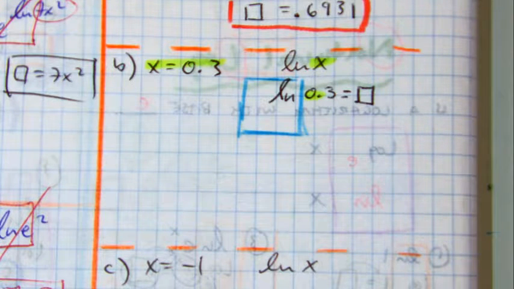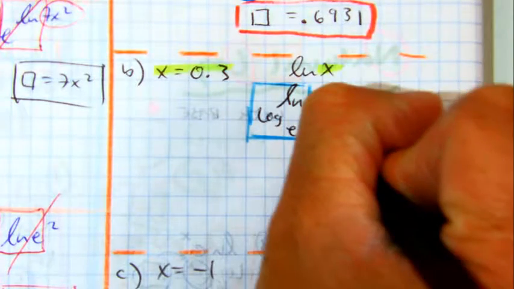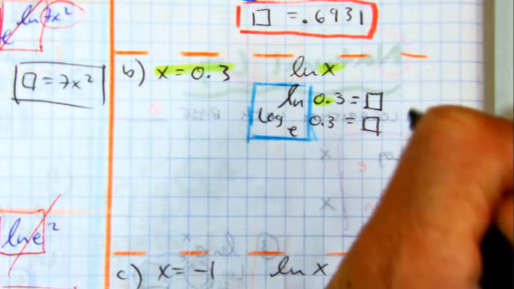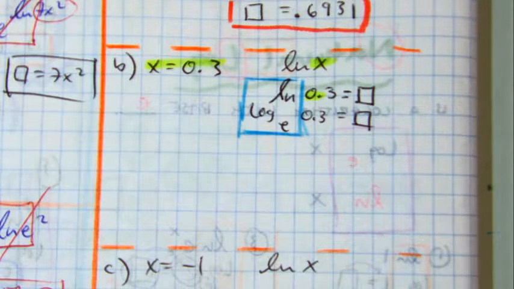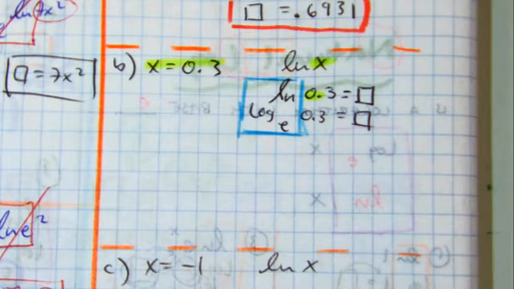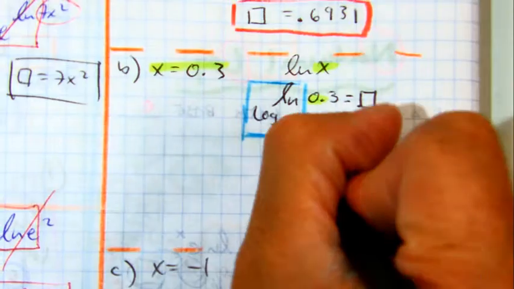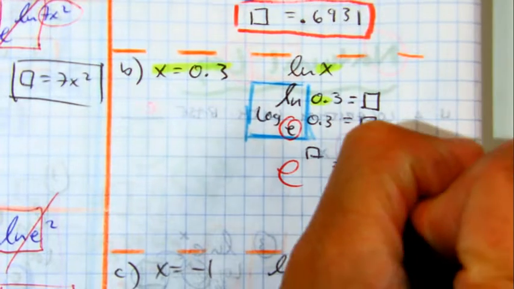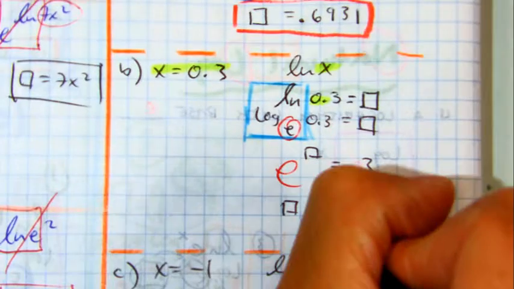Michelle, what is the blue box here? Log base e of 0.3 equals the box. Daphne, what do we do next from here? e to the box equals 0.3. Yep. Let's punch that into your calculator now.